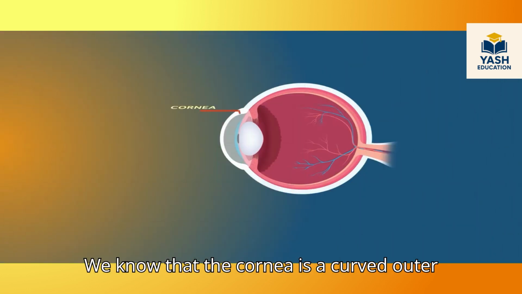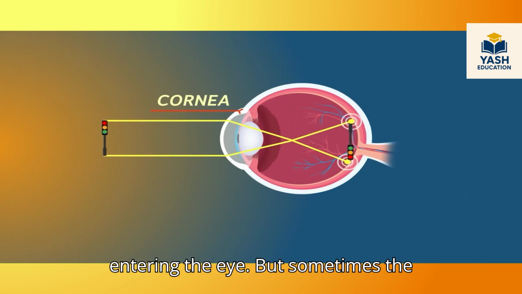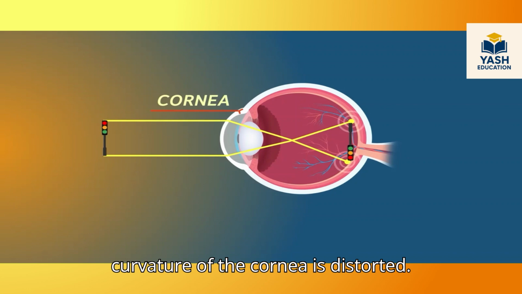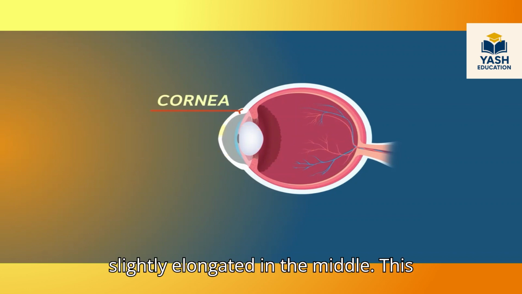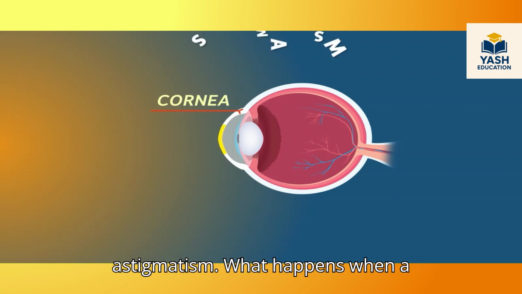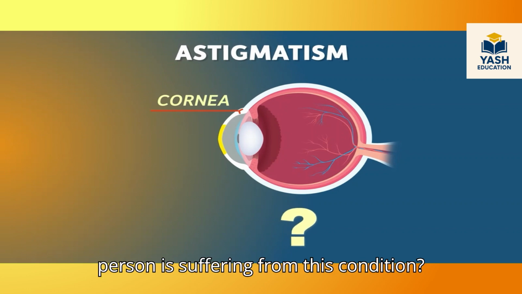We know that the cornea is a curved outer layer which refracts most of the light entering the eye. But sometimes the curvature of the cornea is distorted. It may become irregular like this, slightly elongated in the middle. This defect of the eye is termed as astigmatism. What happens when a person is suffering from this condition?